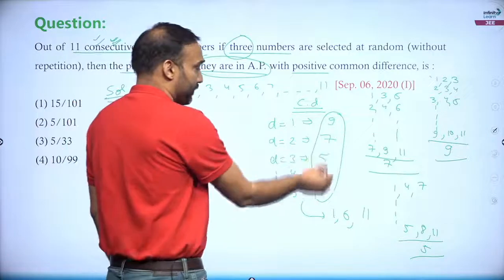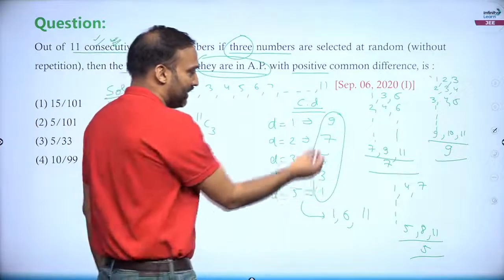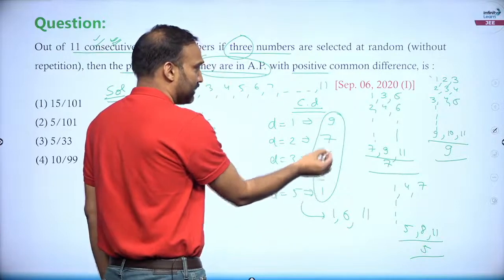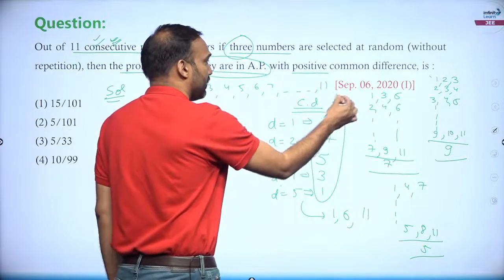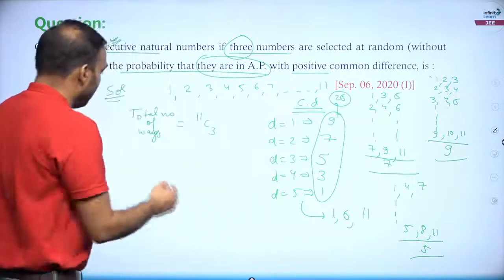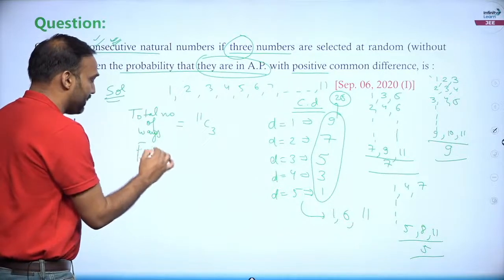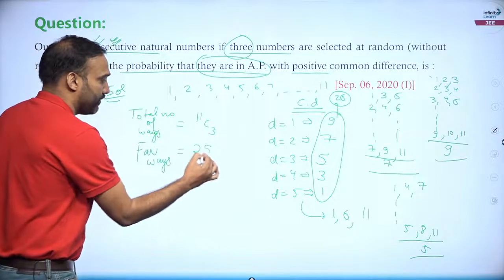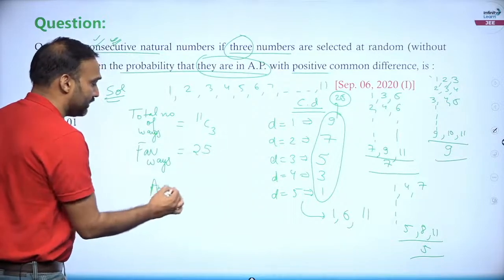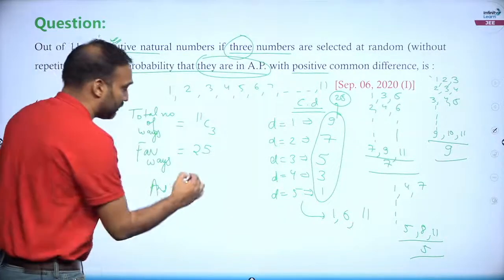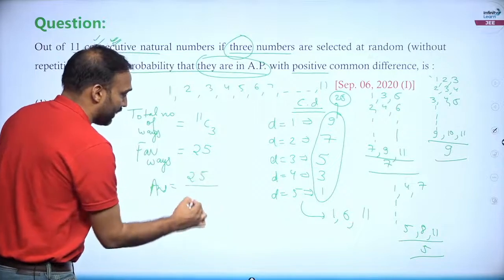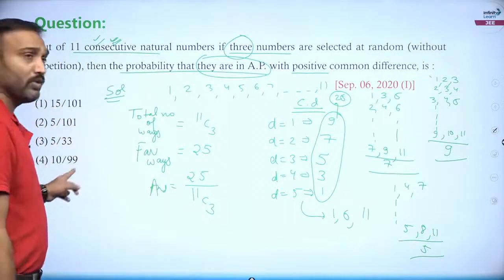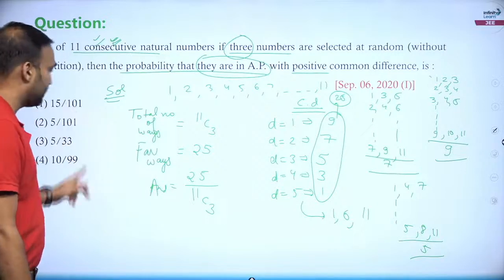So some of them would be my favorable cases. Let's add all these. 9 plus 7 is 16, plus 5 is 21, plus 3 is 24, plus 1 is 25. So the sum would be 25. So I can write the favorable ways are how many? 25. Now what is your answer? Your answer is favorable outcomes upon total outcomes. So my answer would be 25 upon 11C3. Now do I see 25 upon 11C3 over here in the options? No, right? These are the fractions.